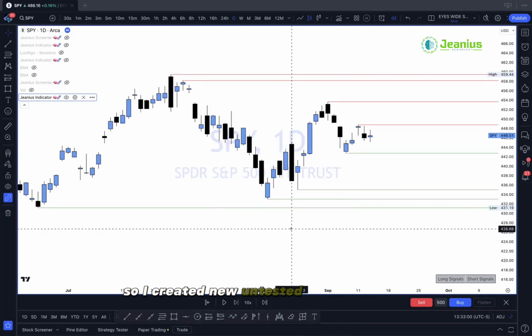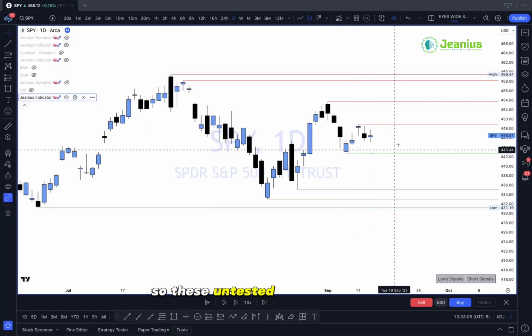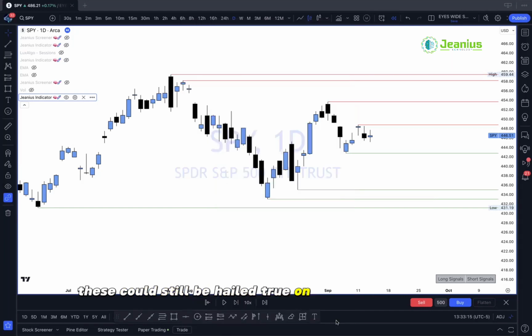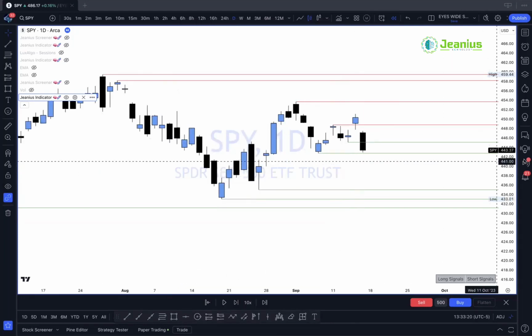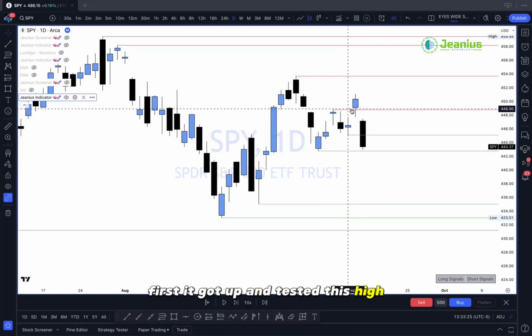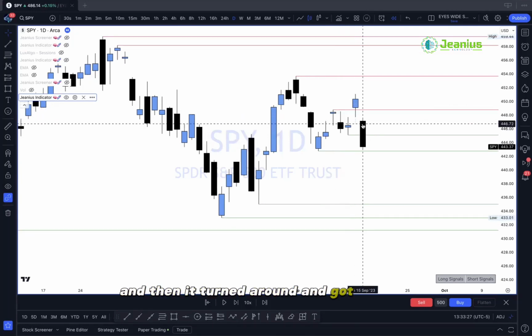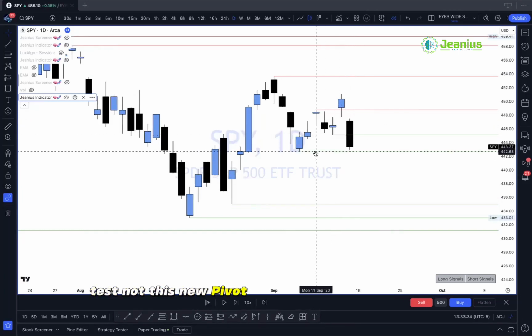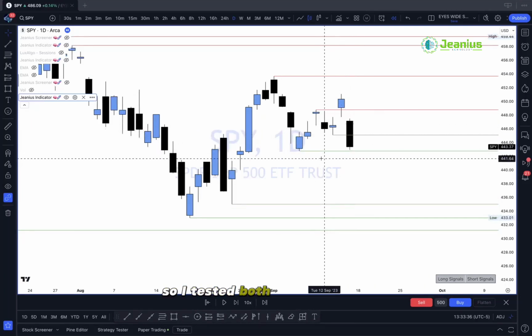So it created new untested highs and lows. Remember, this is the daily. So these untested highs and lows can still hold true on smaller time frames. So when we were inside of here, first it gapped up and tested this high, and then it turned around and gapped down to test this new pivot low and also this pivot low. So it tested both of those.